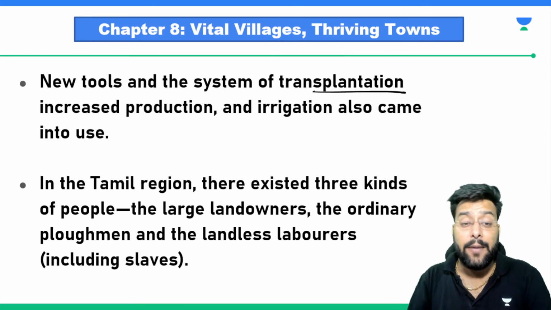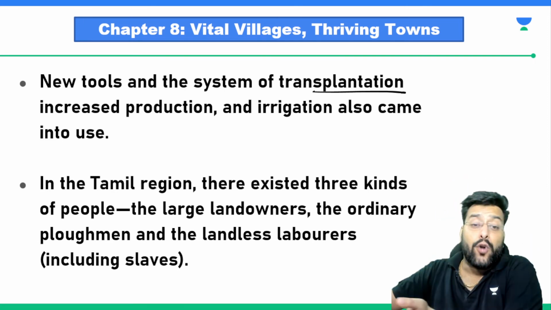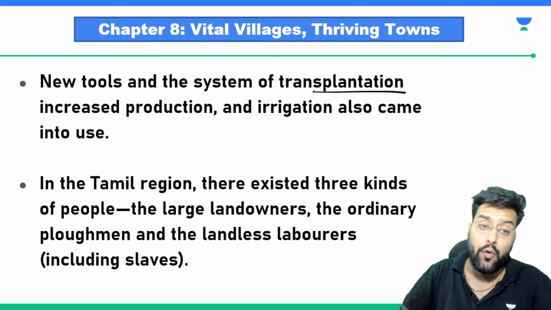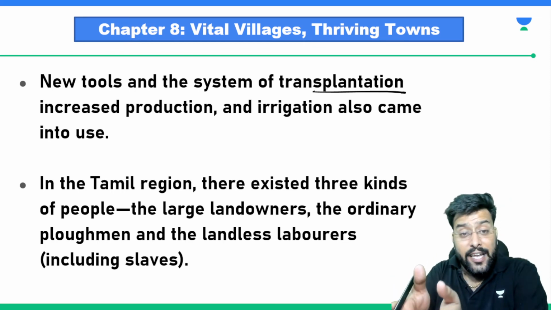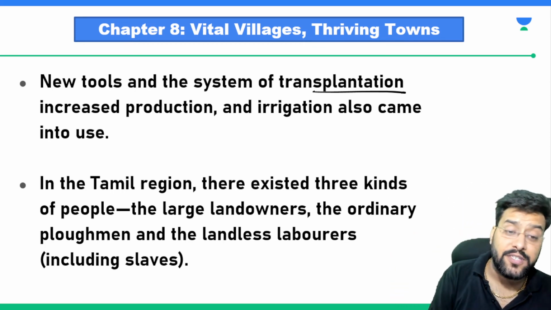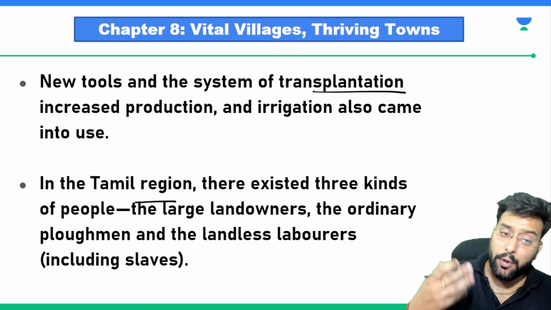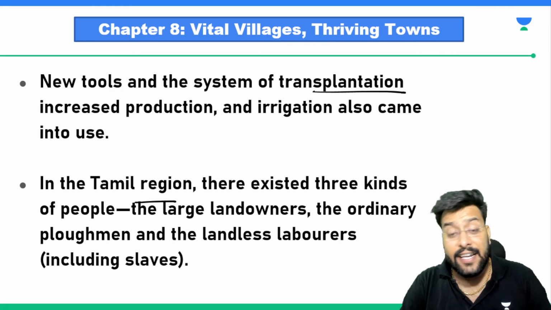Irrigation also came into use, because with the help of tools, now you could make drains from a river. If there was a field and a river was flowing beside it, a small drain could be dug from that river to the field, and ultimately irrigation came into use. In the Tamil region, as we talked about, there were three kinds of people: the large landowners, the plowmen, and the landless laborers who were slaves.